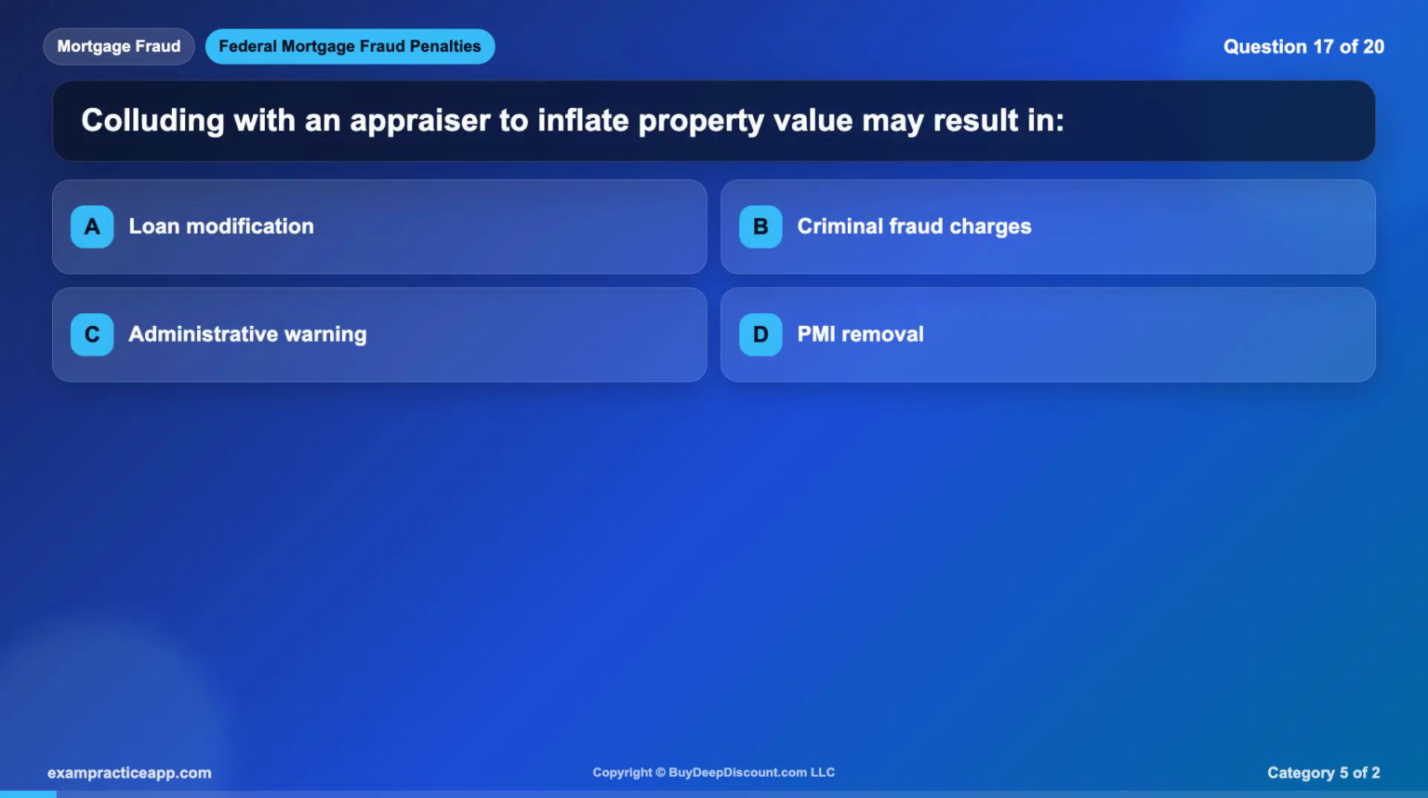Question 17. Colluding with an appraiser to inflate property value may result in option A, loan modification. Option B, criminal fraud charges. Option C, administrative warning. Option D, LPMI removal. Take a moment to choose your answer. The correct answer is option B, criminal fraud charges. Explanation: Collusion to inflate value is fraud for profit and subject to prosecution.